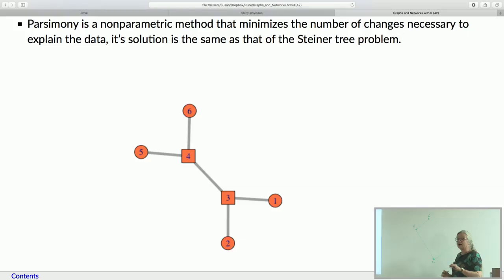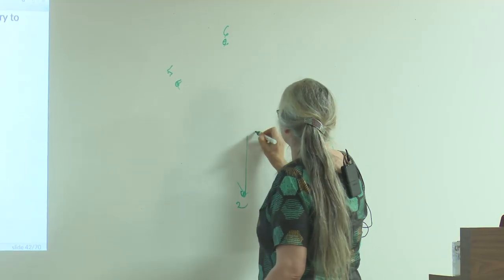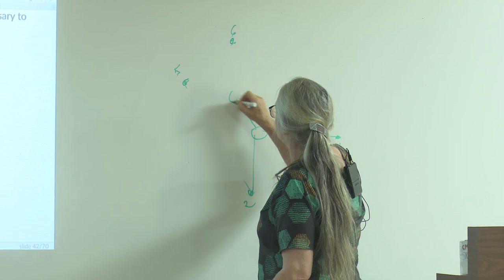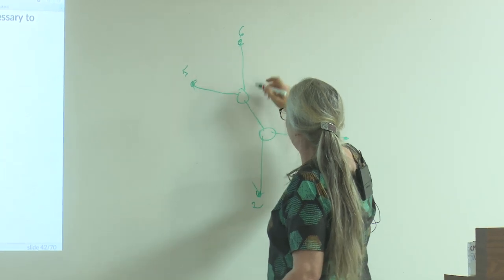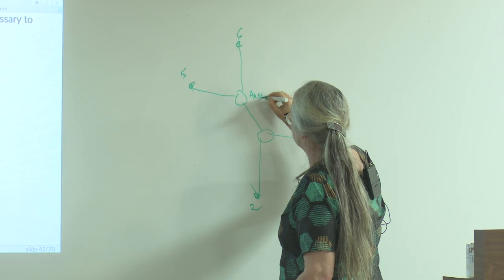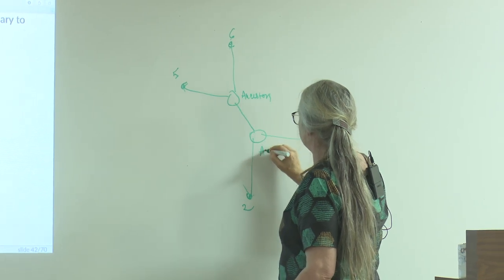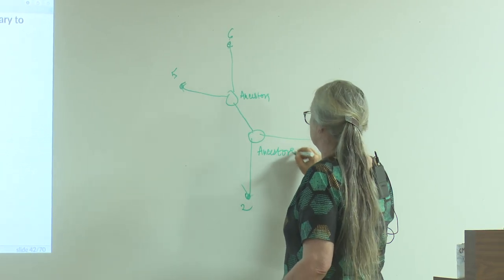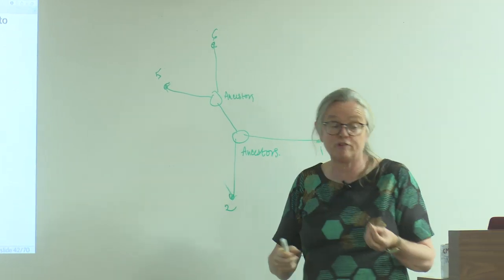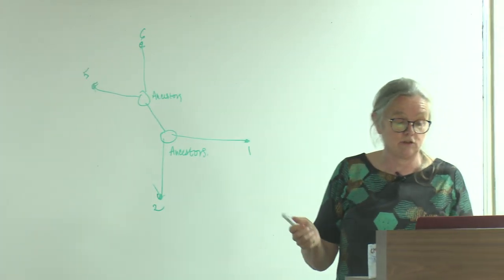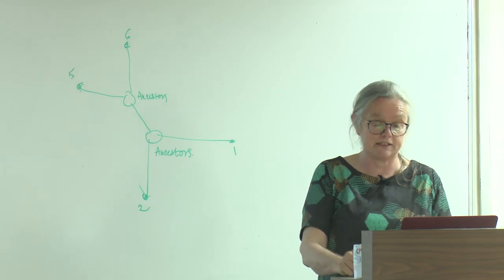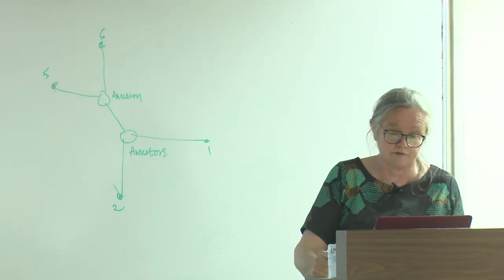Now here, I'm allowed to add in two extra points. So these are called Steiner points, and they correspond, in fact, to the ancestors. And so in that case, this is the Steiner tree. And so here, here, and here. And these are the ancestors. Okay. So these are the ancestral points which aren't measured. You don't get to see them, but you get to infer them. So that's the parsimony tree, and that's a non-parametric method for estimating the phylogeny, which is very often used.